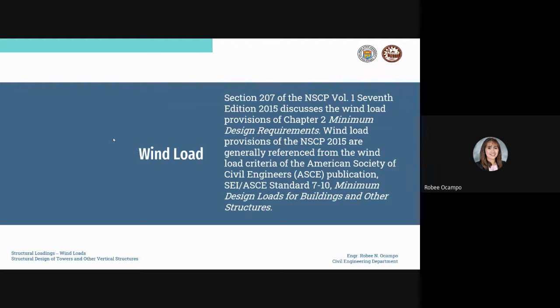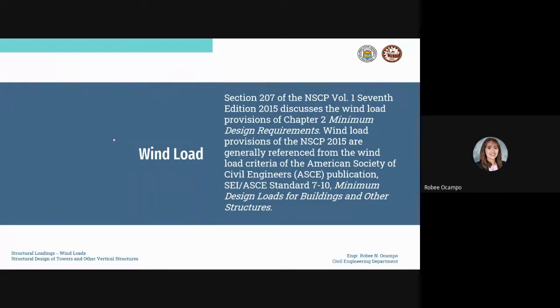And when the NSCP is being prepared or compiled, of course, most of our codes are adapted or referenced from foreign codes, particularly American codes. So during those times, ang pinaka-latest pa lang for the minimum design loads ng ASCE is yung ASCE 7-10. Okay? So the 7-10 is the publication that includes the minimum design loads for buildings and other structures.